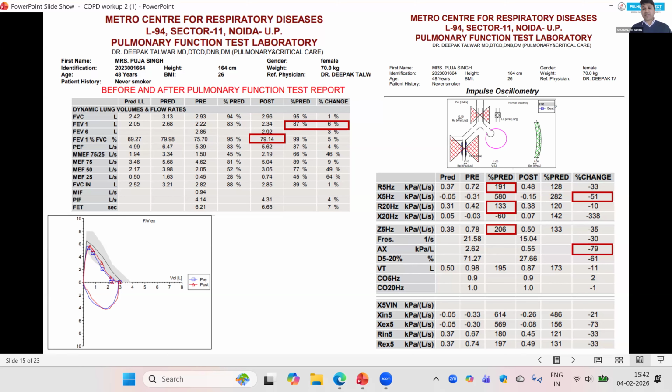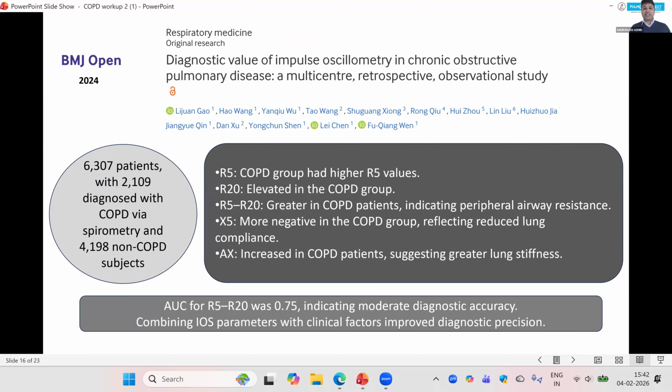You can understand that small airway disease needs to be ruled out, because the COPD group has higher R5 values, elevated R20, and of course greater R5 minus R20, and X will be the reactance, which will be more negative in the COPD patient group. And of course, AX, which is the triangular area when we plot the graph, helps us to understand whether the patient's lung is stiff or not, or how much stiffness there is according to the values.